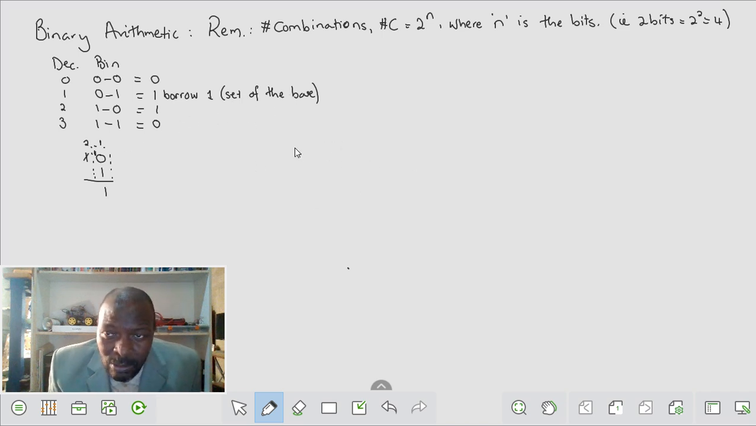Now we'll do some calculations here. Let's have a situation where we say 1 0 1 0 1 0 0, and we subtract 1 1 1 1. It's all in base 2, so all right.